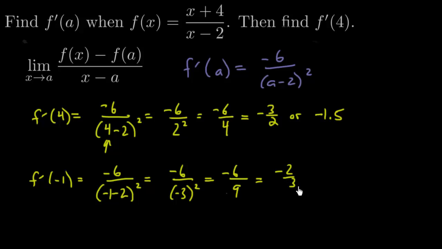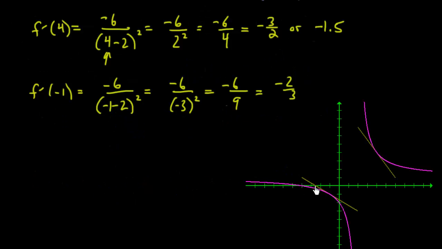So let's go ahead and take a look at a graph of this function. Okay, so what we just found was at x equals 4, we have a slope right there, and that slope is negative 1.5. And then if I were to plug in negative 1, so here's negative 1, the slope here at negative 1 is negative 2/3.